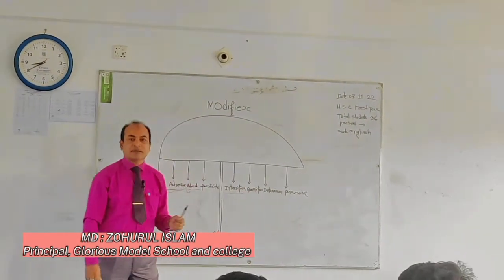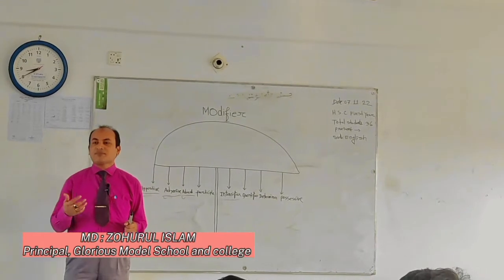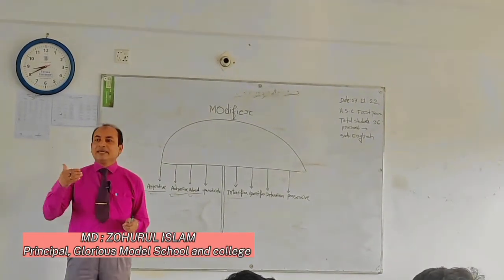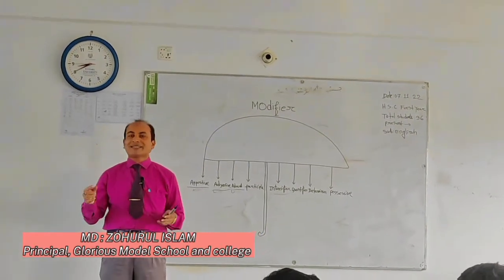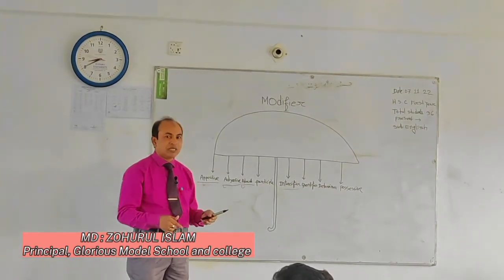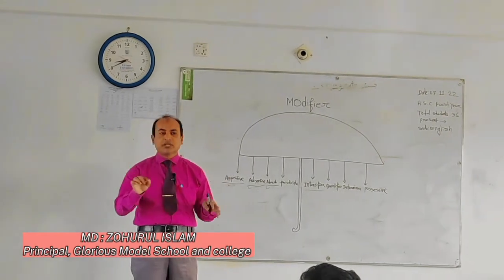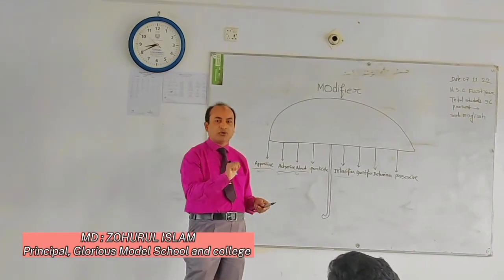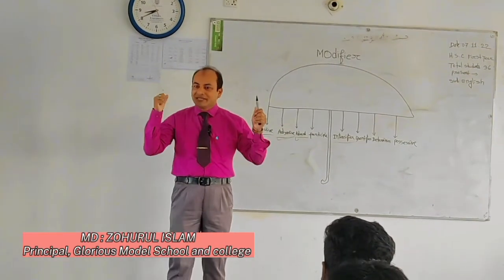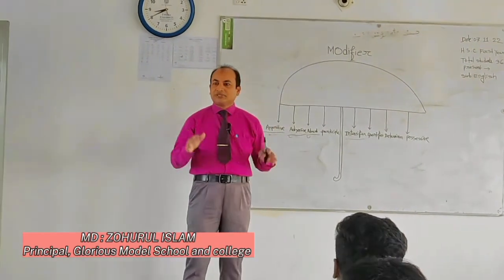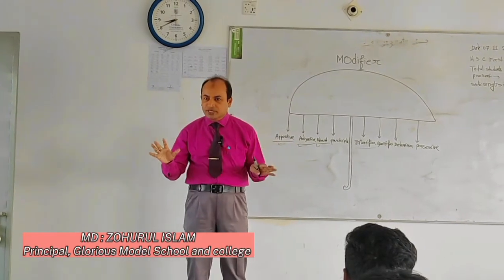Next you see possessive. Possessive means, for example, it is my book. Here, my is possessive. It is our country, our is called possessive. It is your duty, here possessive is your. You can understand? So my, his, your, their, our, they are called possessive.